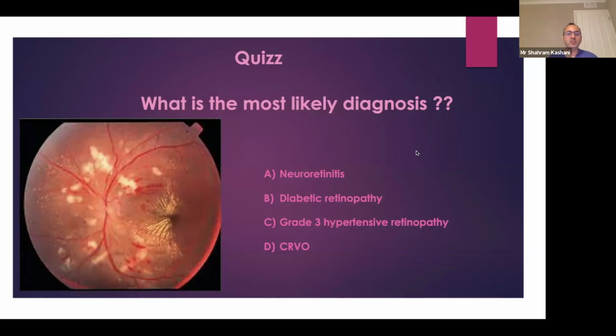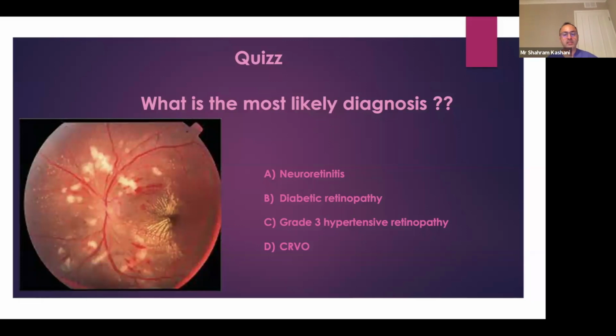Now, if I had written malignant hypertension, i.e., grade 4 hypertensive retinopathy, you would be right. So, grade 4 hypertensive retinopathy is when you have got disc swelling and exudation and loads of cotton wool spots, but this is really neuroretinitis. So remember, a swollen disc and a macular star like that is neuroretinitis. And there are certain conditions that can do that.